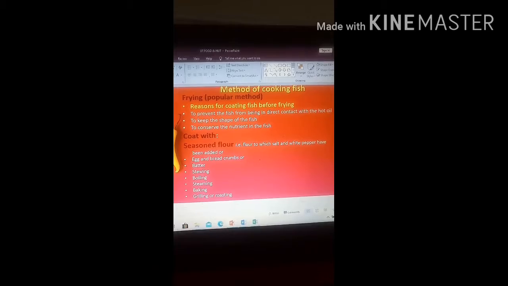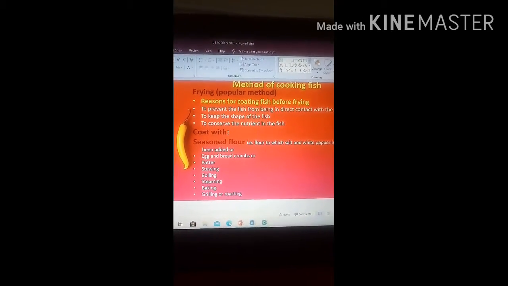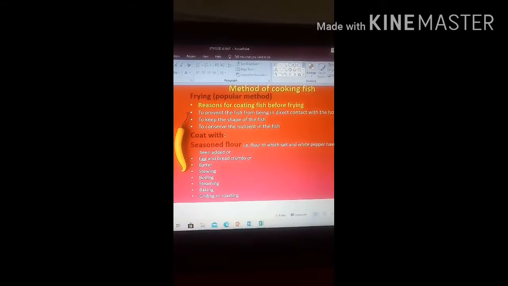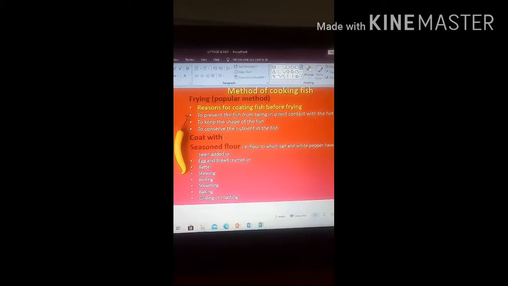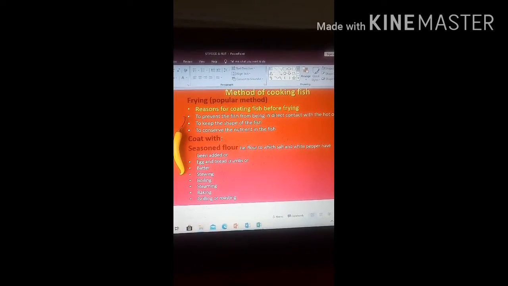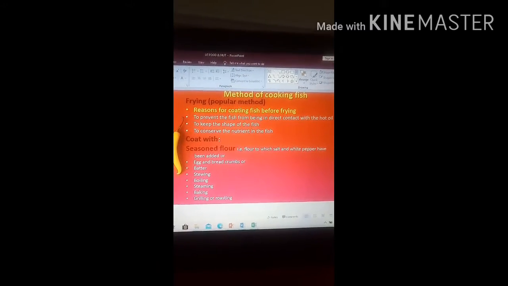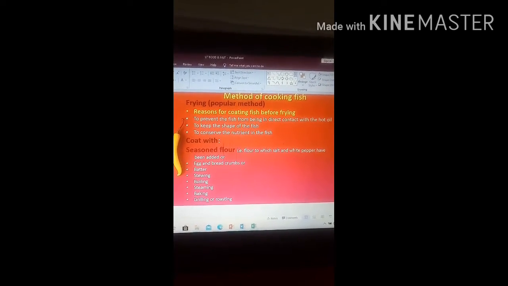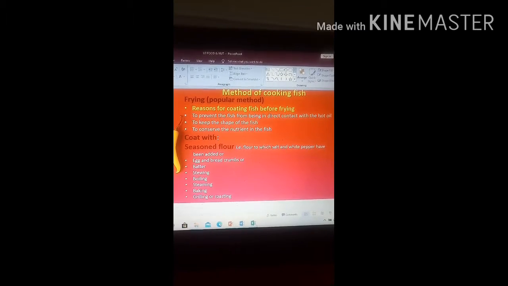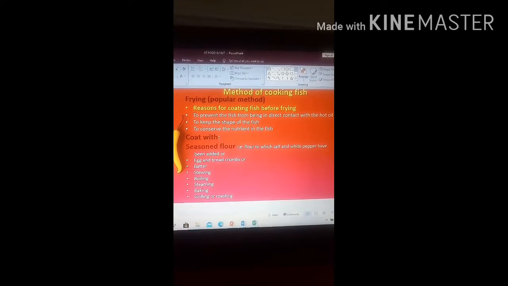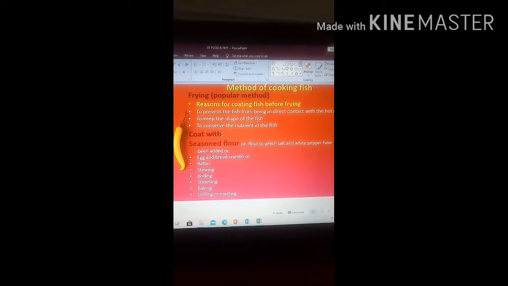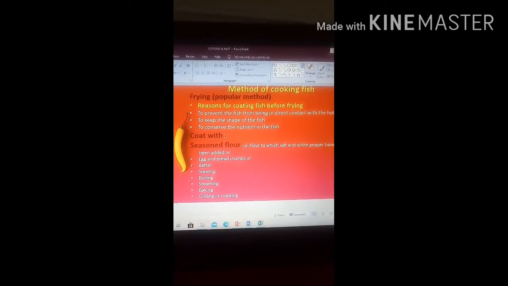For the method of cooking fish, we have the frying method, which is very popular. Reasons for coating your fish before frying. Some people don't coat their fish anyway, but you can also coat the fish before you fry it. And the reasons are to prevent the fish from being in direct contact with hot oil, to keep the shape of the fish, then to conserve the nutrients in the fish.